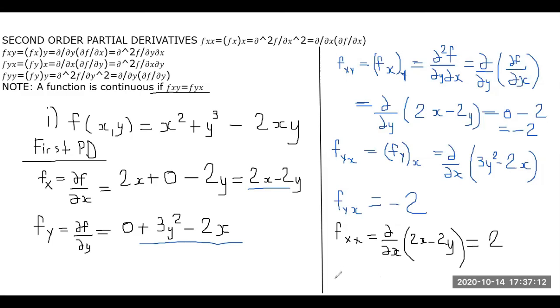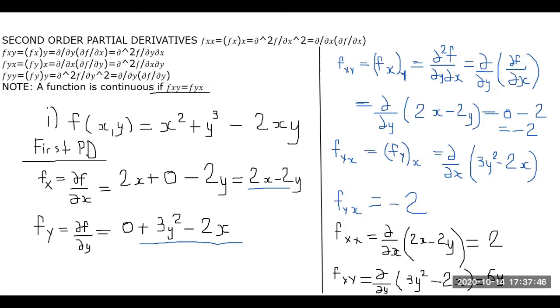Now let's say we're going to find fyy. fyy just means that we're finding ∂/∂y of ∂f/∂y. And so ∂/∂y of this one is going to be ∂/∂y of 3y squared minus 2x. Now differentiating this with respect to y, what we're getting is 6y.